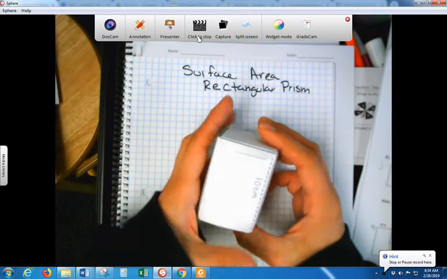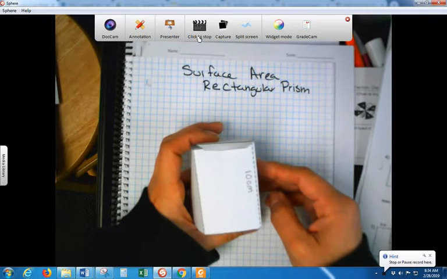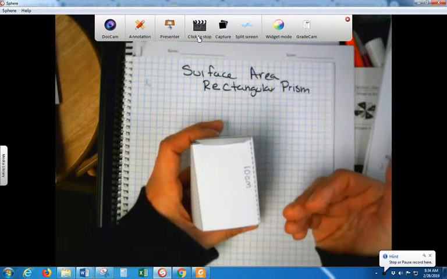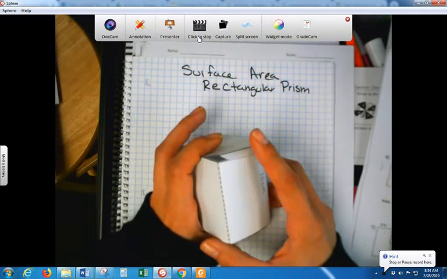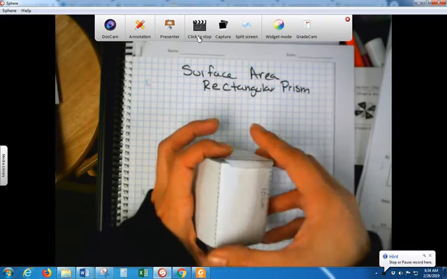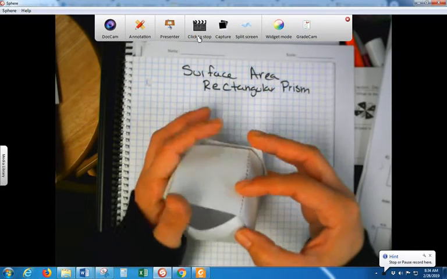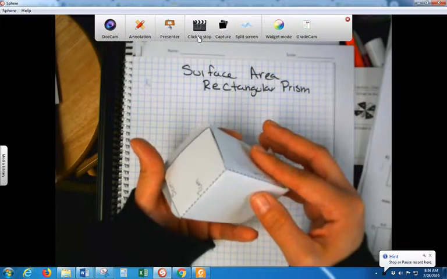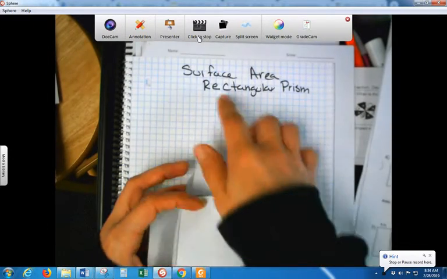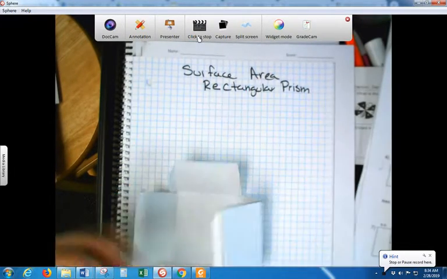Why do you think it's called a rectangular prism? Because it's a rectangle, right? It's not a cube. A cube would be a square, 3D. So this is a rectangular prism. It's a rectangle that's 3D. Not all the sides are equal, right? Okay. So, what do you guys think surface area means?